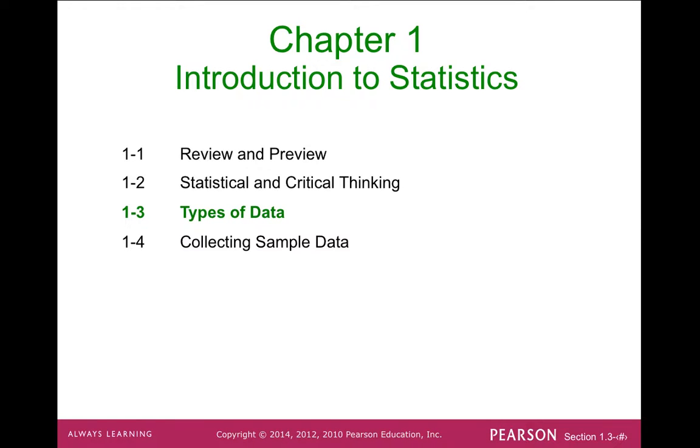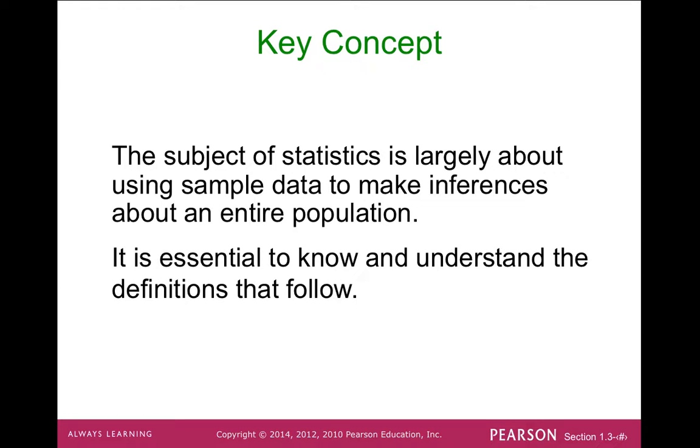Welcome to Chapter 1, Section 3, Types of Data. The key concept in this section is that the subject of statistics is largely about using sample data to make inferences about an entire population. As we've already discussed, a lot of the time it's difficult to actually access your entire population, and so we use samples as a way of ease, really, to collect data. And then we use that data to make inferences about the entire population.